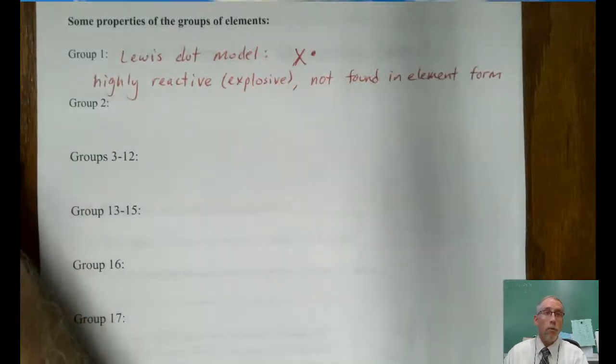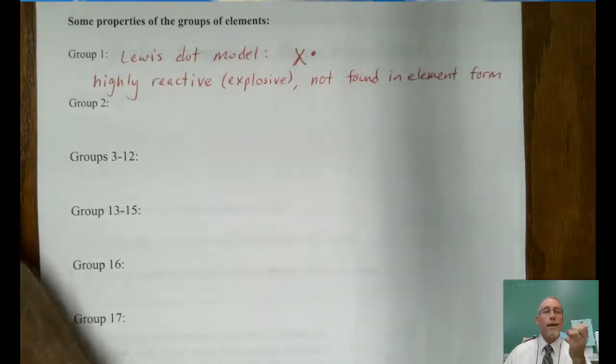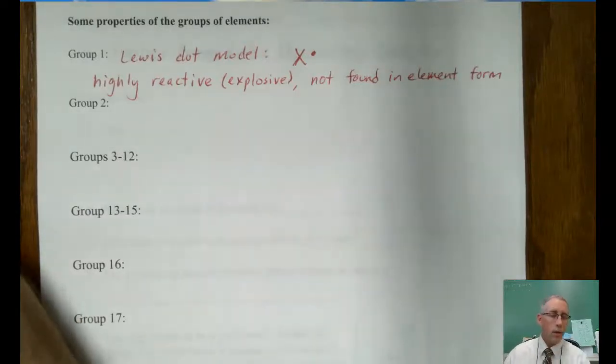Some of you have heard of before, for example, sodium, an important element that we take into our bodies, usually in the form of salt, sodium chloride. Sodium chloride is a compound that has sodium in it. Okay, we'll talk more about compounds in the next unit.